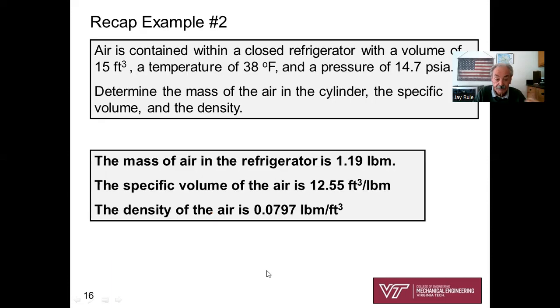Okay, the recap of example 2. The mass of the air in the refrigerator is 1.19 pounds. Just gave 3 significant figures. The specific volume of the air is 12.55 cubic feet per pound. Gave 4 significant figures there. Density of the air, 0.0797 pounds per cubic foot. I expressed that to 3 significant figures.